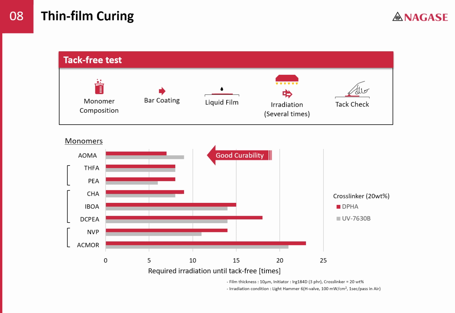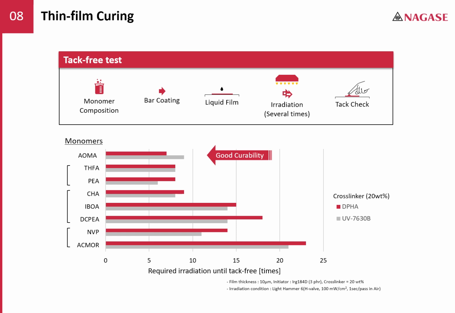Now that's good data to have in the lab, so that was tested on an instrument, but how does it perform in a real world experiment? We see here we set up a very simple test. We have a tack-free, here's our tack-free test here. We start with our monomer composition.